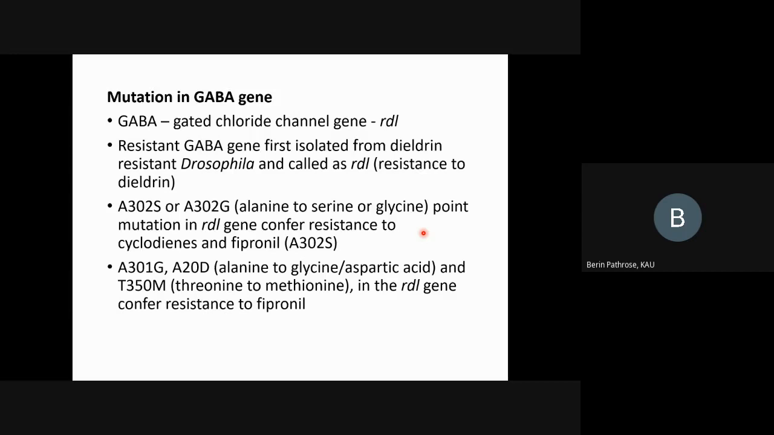And in the case of resistance to fipronil, we have a few more mutations which are detected at the 301 position, alanine to glycine, at the 20th position alanine to aspartic acid, and at the 350th position 309 to methionine. I don't want you to remember all these mutations, at least one or two mutations. If you remember it, it's more than fine. Just to give you a glimpse that there can be different kinds of mutations which can contribute to resistance. Okay.